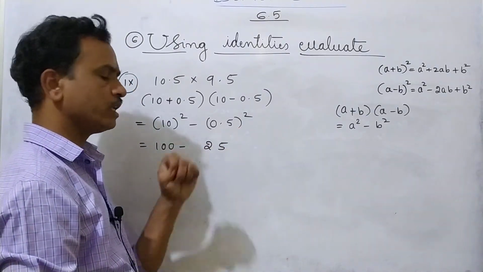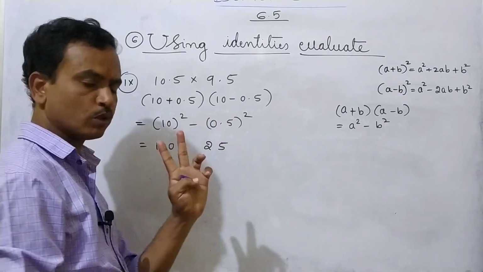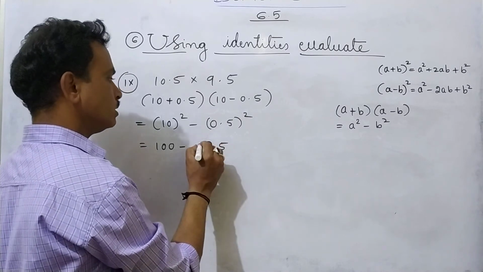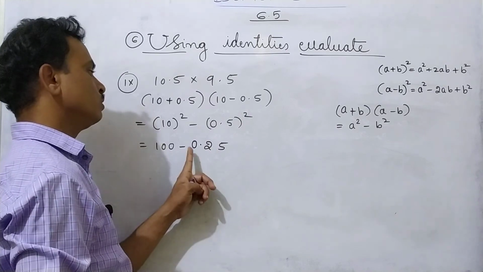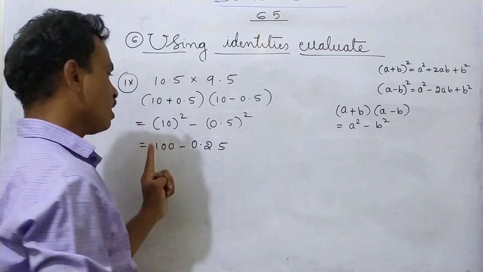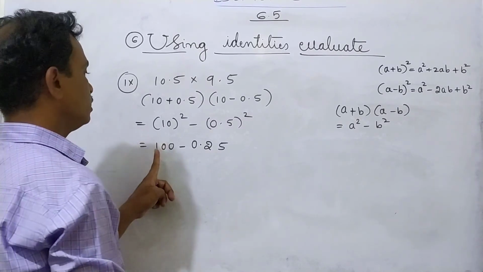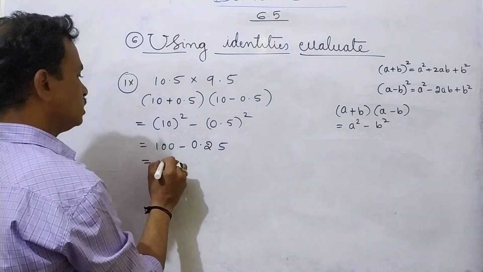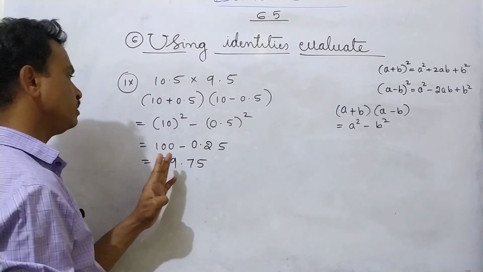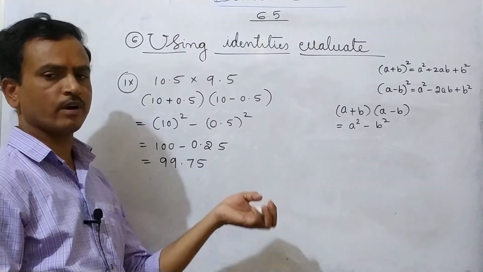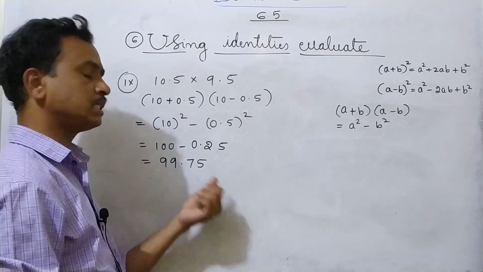After 2 digits you put the point. Now already we got 2 digits, just put the point. Then before this point we will take 0. So 0.25. 100 minus 0.25. So this is equal to 99.75. In 100 rupees you can remove 25 paisa. Okay, so you will get 99 rupees 75 paisa.